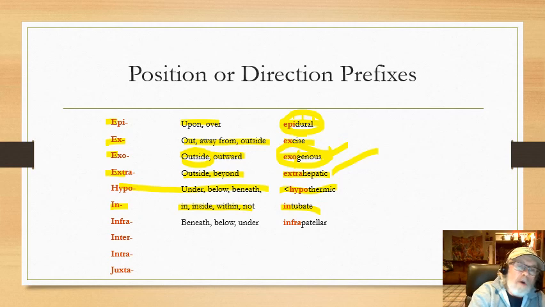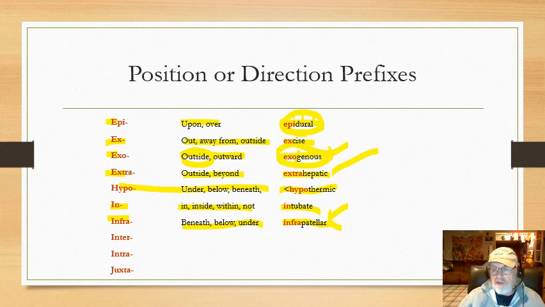Infra means below or beneath or under. Infrapatellar. Patellar is the kneecap. AR is an adjective suffix. Infra means below the level of the patella, or the kneecap. In the area below that, you feel a tendon, the infrapatellar tendon, sitting just below the kneecap. So infra means below, beneath, or under.